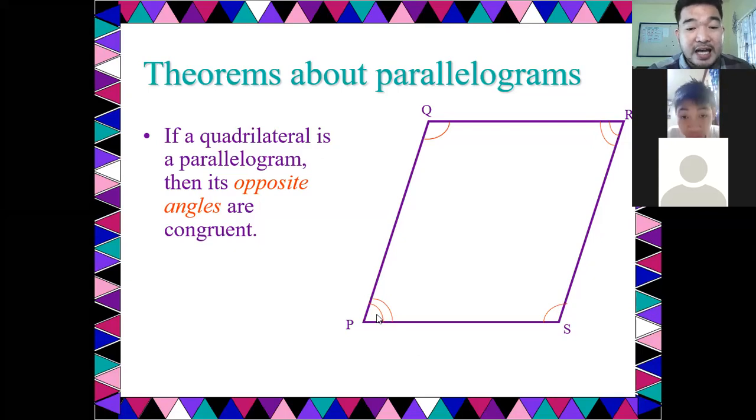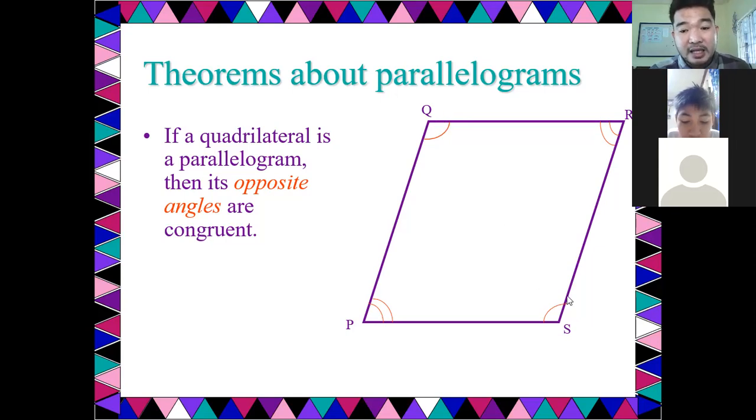Ngayon, kung si angle P naman ay 75 degrees, Stephanie, ano ang measurement ni angle R? Kung si angle P ay 75 at si angle R ay nawawala. So ano ngayon ang measurement ni angle R? Stephanie? 100 po. Aha. Again, sabi natin sa parallelograms, opposite angles are congruent. Magkatapat na angle, magkamukha.